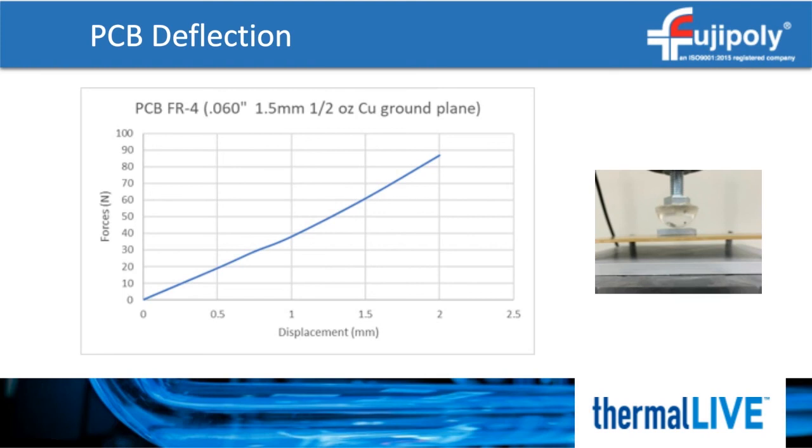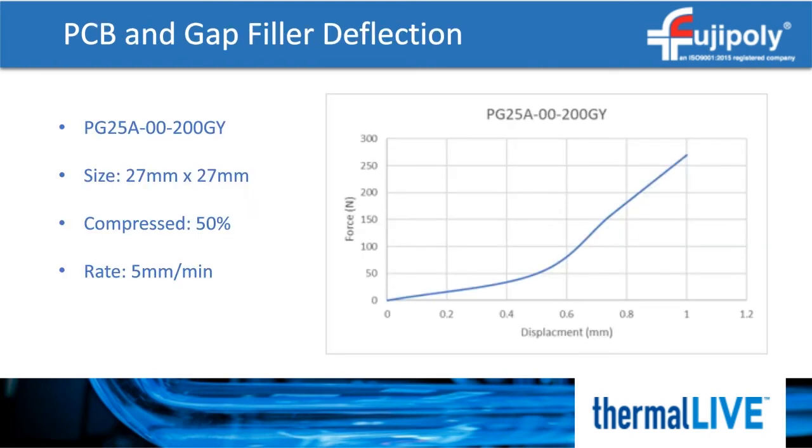So now let's take a look at the pad we're intending to compress onto the PCB. And let's look at its compression characteristic on a rigid surface, just like you would get if you compressed it using an instrument tester, or if you called us here at Fuji Poly and asked us to do a compression test. Basically, a compression curve of the gap filler onto a rigid surface. We're using the same size and compression speed as the PCB test.